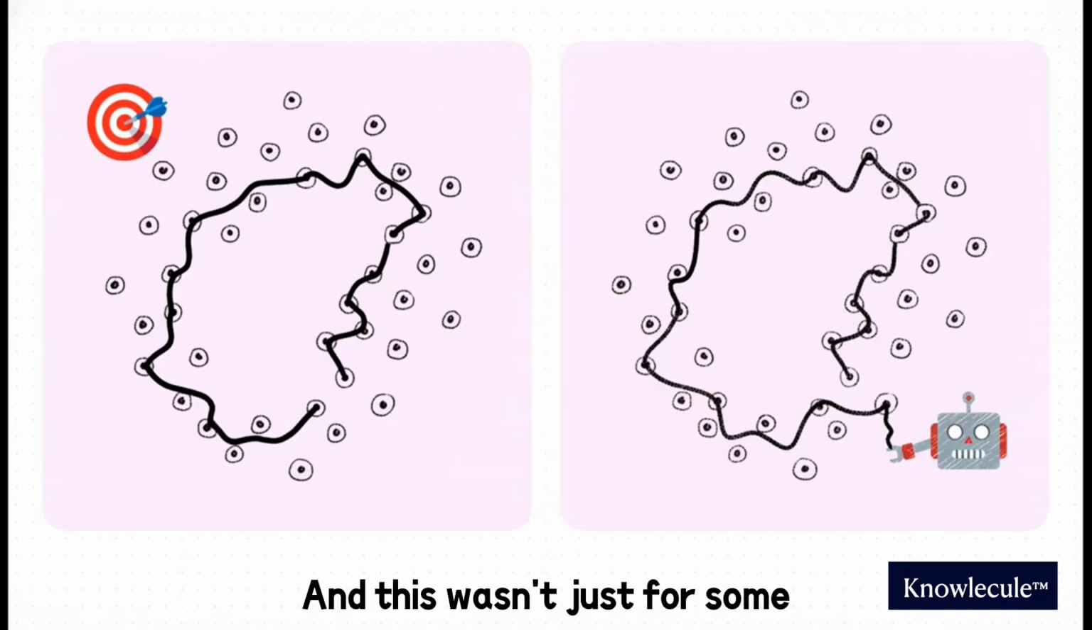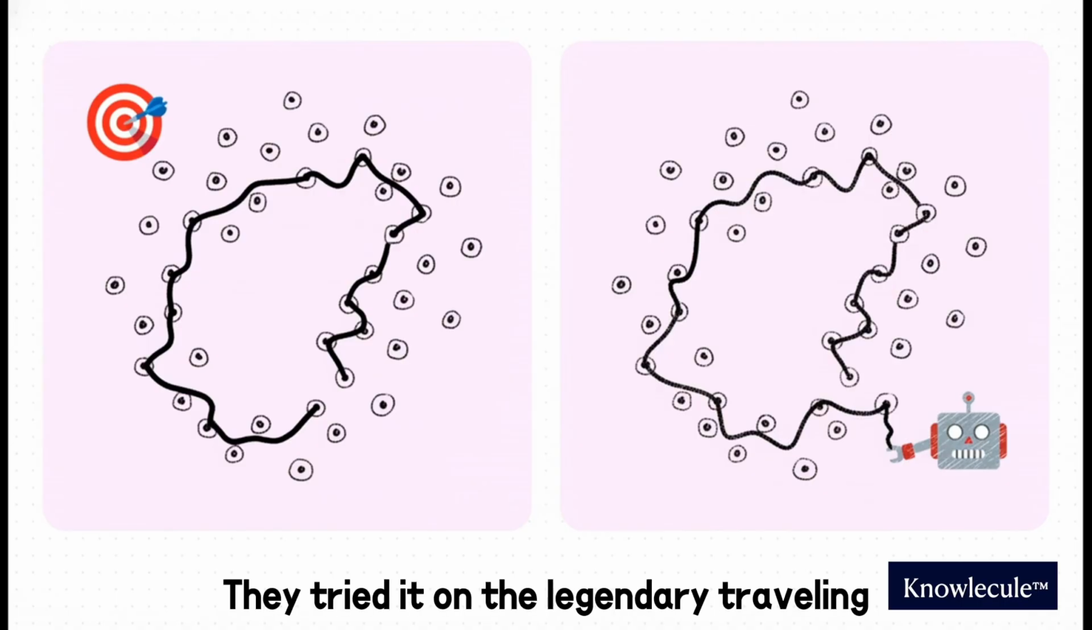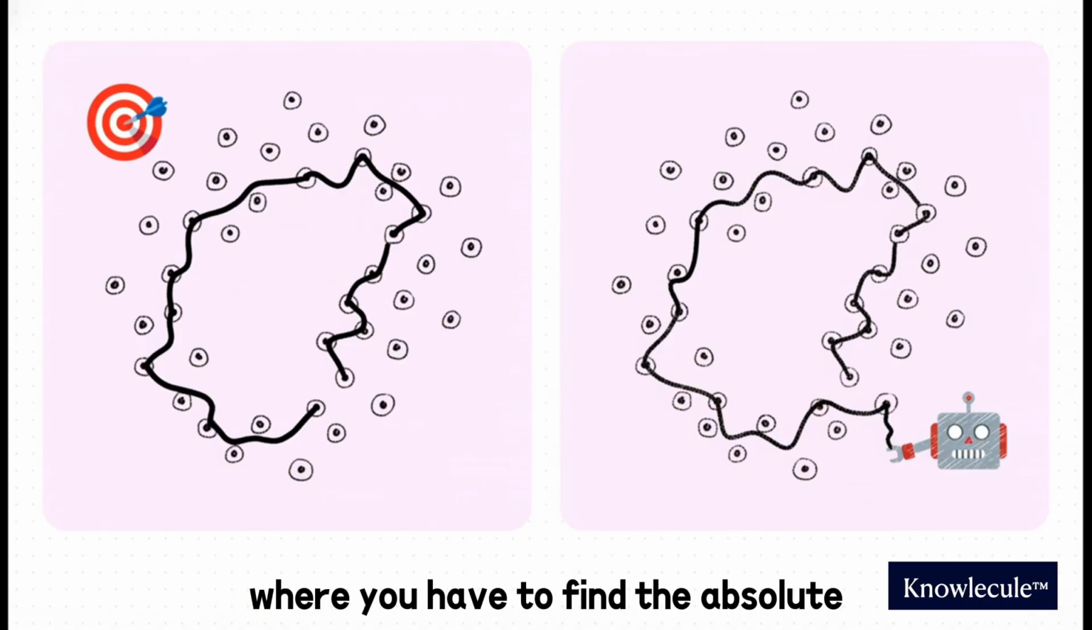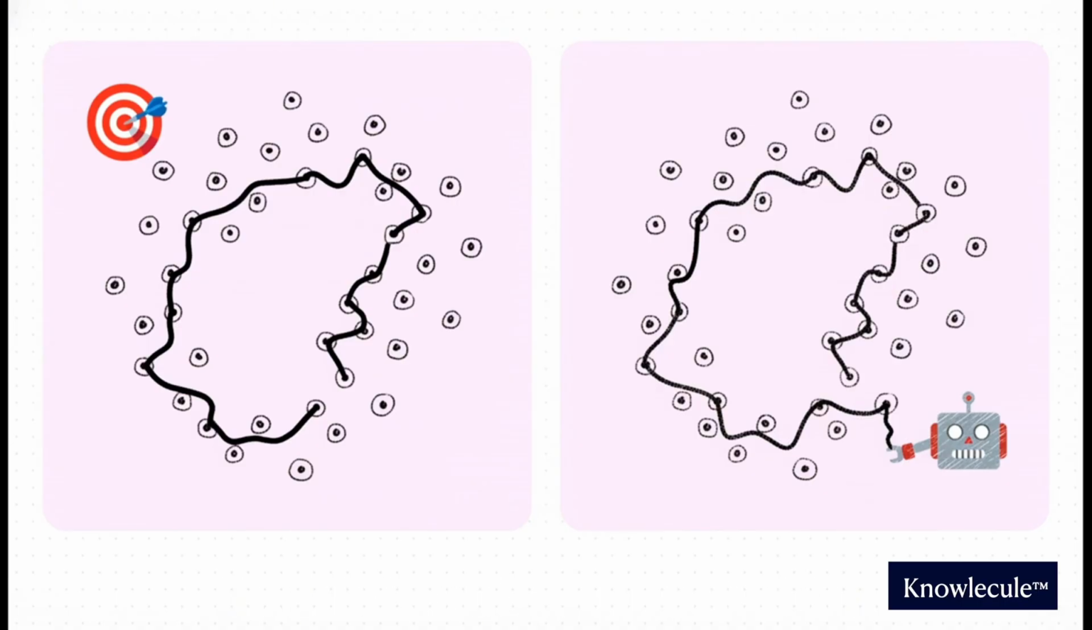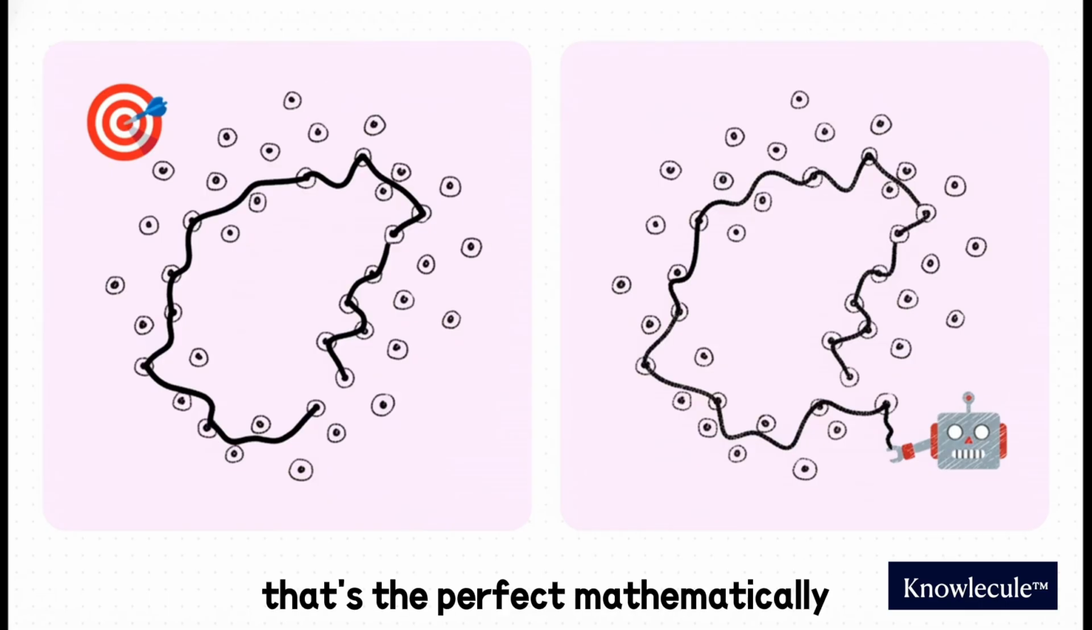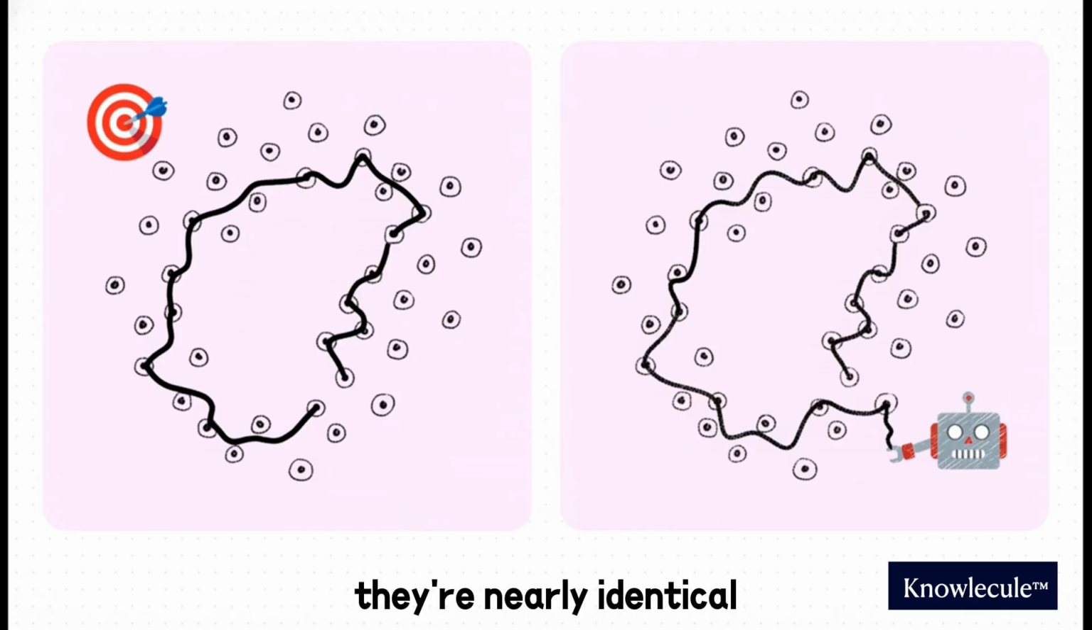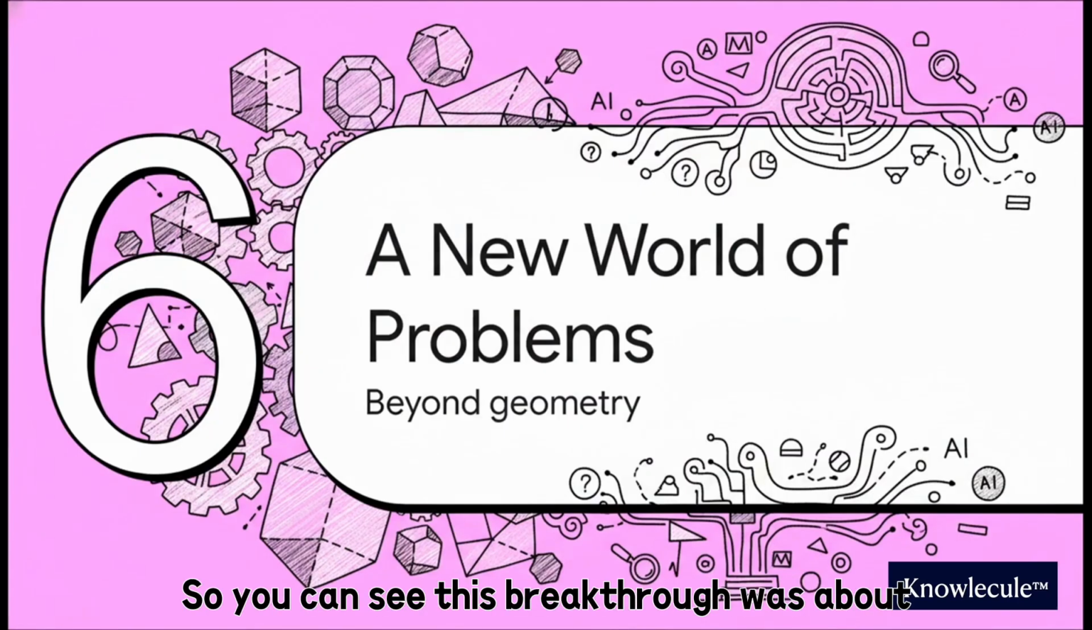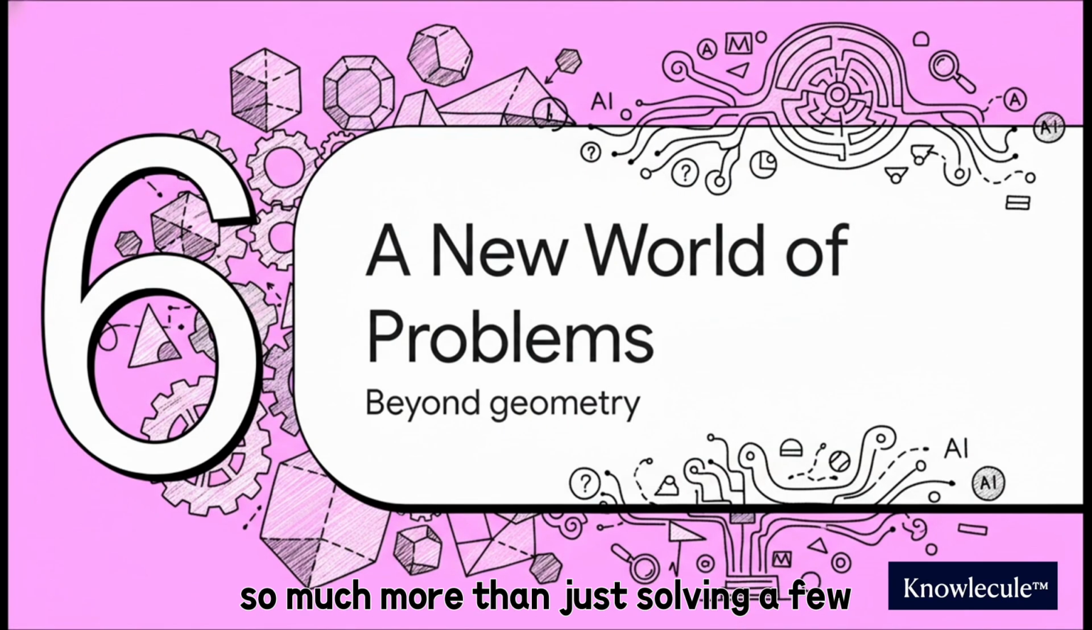And this wasn't just for some abstract dot puzzle. They tried it on the legendary traveling salesman problem, where you have to find the absolute shortest route to visit a bunch of cities. So on the left, that's the perfect mathematically optimal solution. And on the right, that's what the pointer network came up with. I mean, look at that. They're nearly identical. It learned how to find an almost perfect answer just by looking at examples. So you can see, this breakthrough was about so much more than just solving a few geometric puzzles. It basically unlocked a whole new world of problems that AI could now tackle.